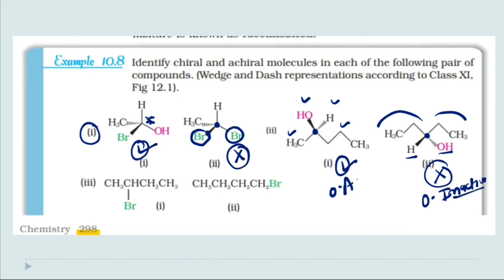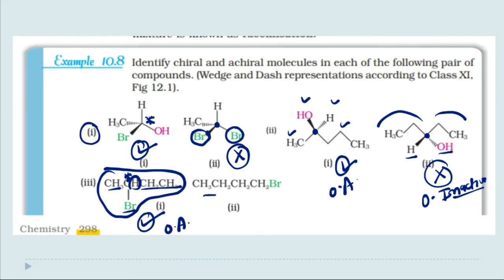right? Okay, now you tell me, what about this one? Is there any chiral carbon? Yes, here it is. One group is methyl, one is bromine, one is ethyl, and the last one is hydrogen. So this is chiral or optically active. What about this one? You figure it out and tell me the answer.